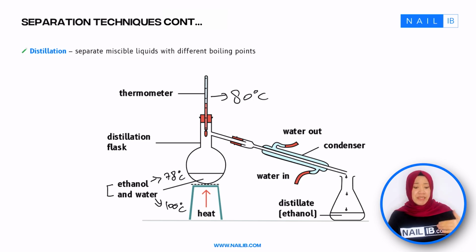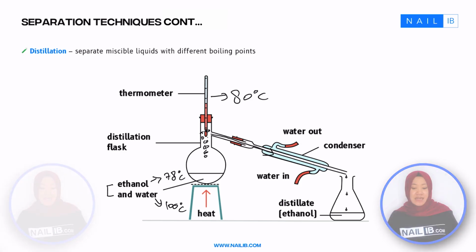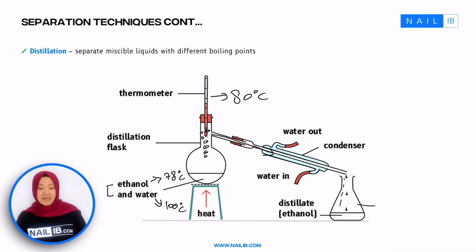Then when you heat up this distillation flask with ethanol and water in it, the ethanol starts to evaporate and goes to the condenser. Then the condenser will cool down the ethanol gas and it will turn back into liquid. And here you can collect the ethanol, and here water will be left. You separate them.